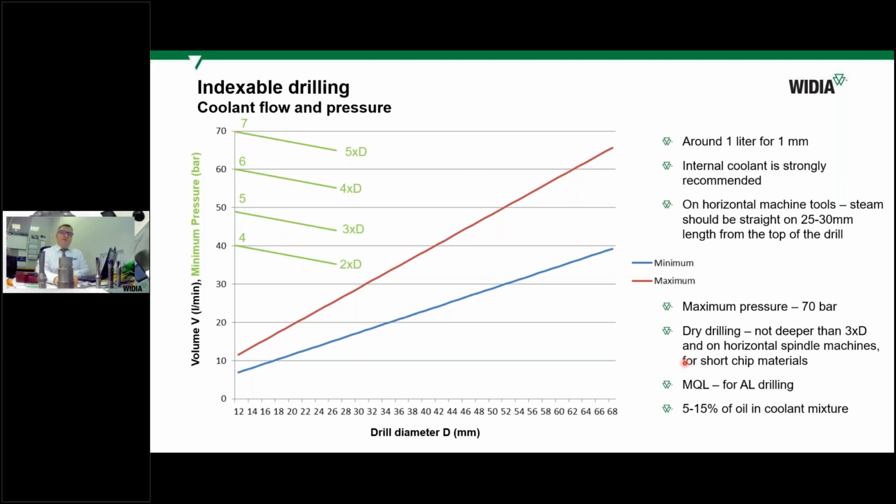We can use MQL, but basically we are using it more for aluminum drilling. Cutting oil or cutting media should be with a concentration from 5 to 50, usually 6 or 7% of coolant mixture. Dry drilling is not recommended, but drills survive better in horizontal machines than in dry drilling. And it's better to use them on short-chipping, cheap materials, for example, cast iron.